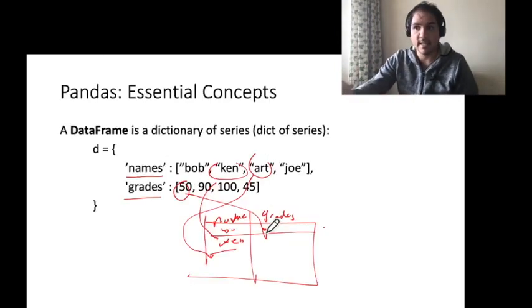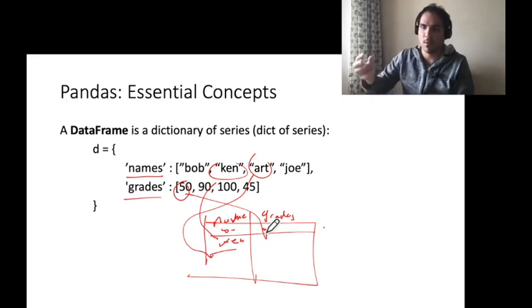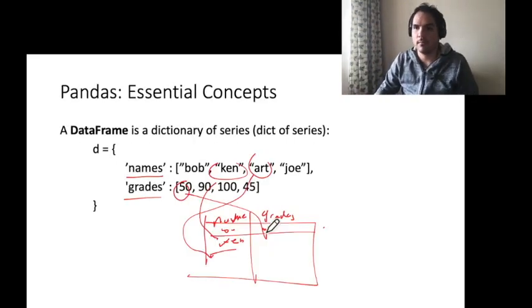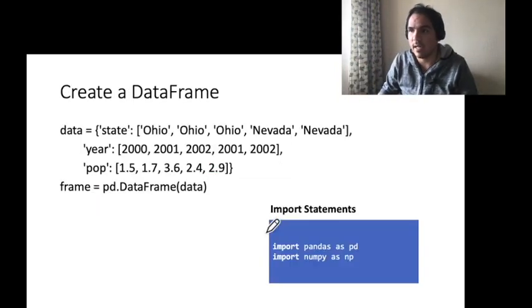So basically you can see a data frame, and you can create a data frame with a dictionary. Okay, but you can have more. This is just an example.